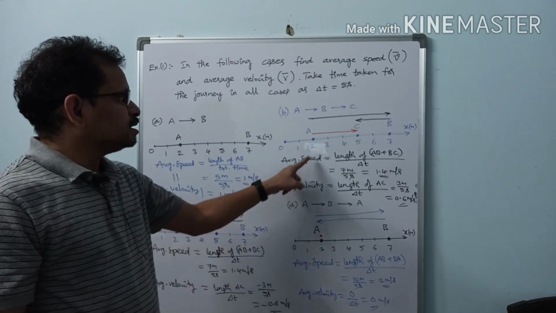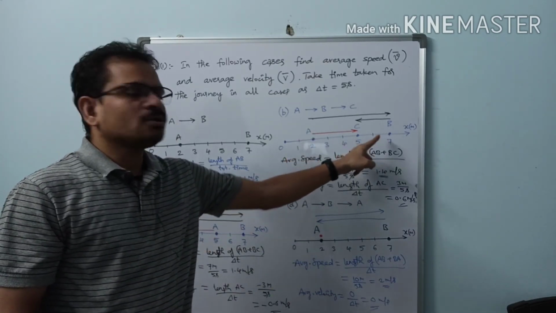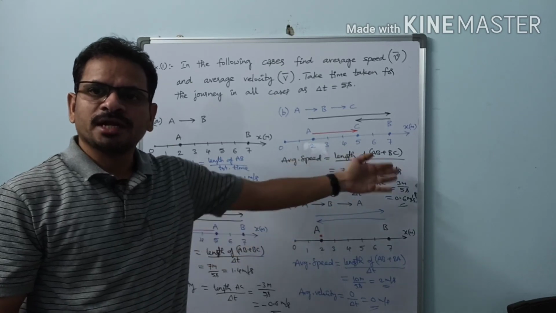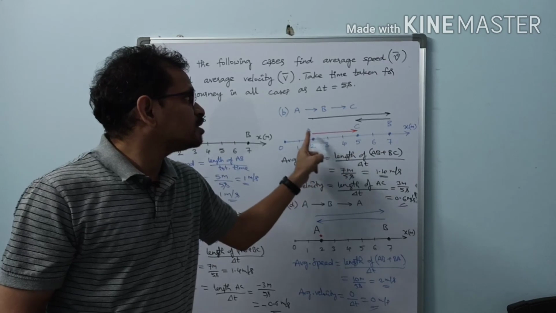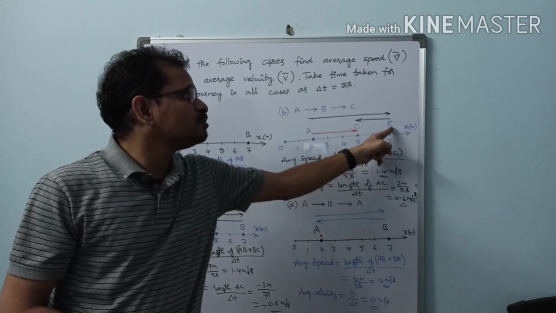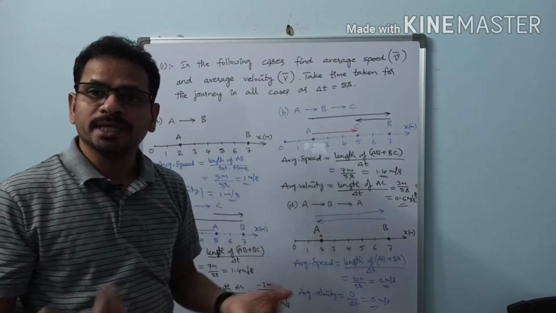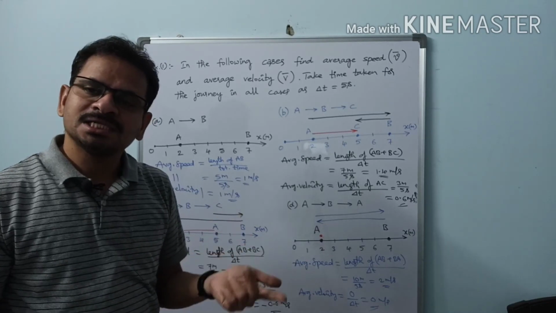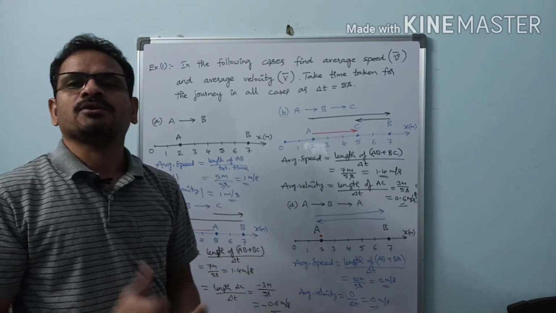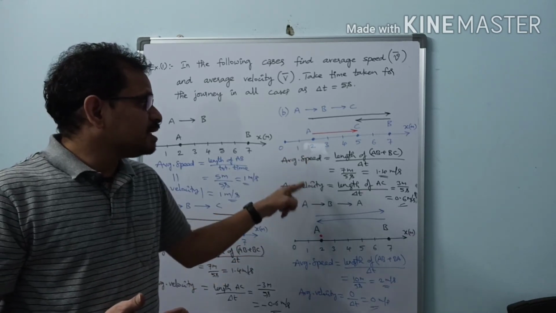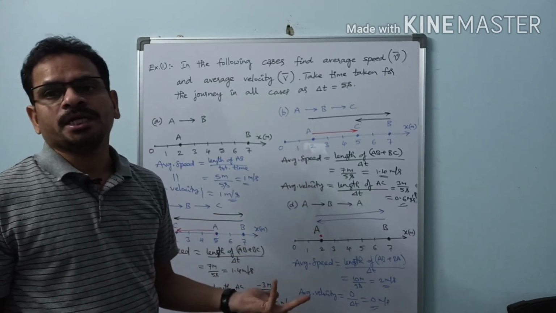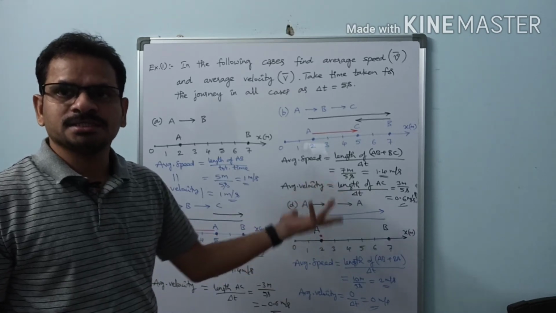Similarly, in this case, see, is the motion in one direction or not? No. Is the motion along a straight line or not? Yes, it is along a straight line. But it is not in one direction. From A to B, it is rightwards. From B to C, it is leftwards. Here, two directions are there. Then can distance and displacement be equal? No, they cannot be equal. If distance and displacement are not equal, can average speed and average velocity be equal? No, not equal, because they depend on distance and displacement.